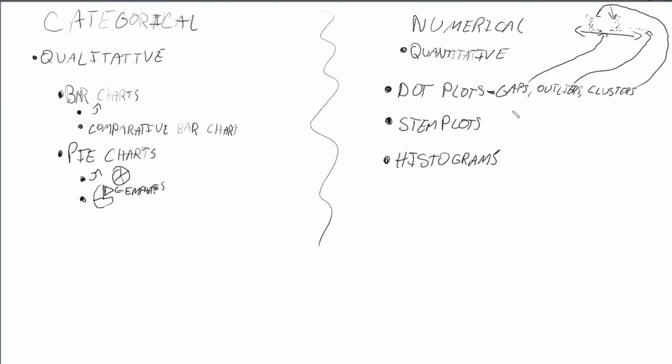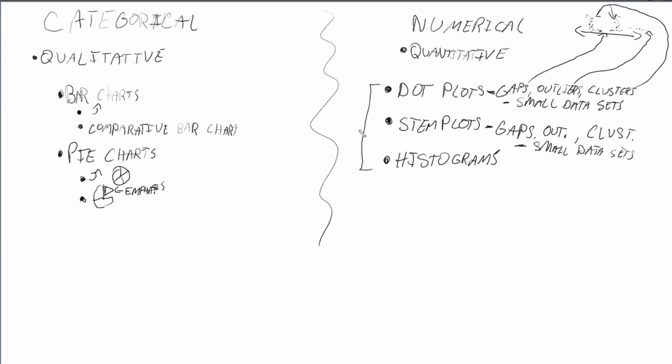With dot plots, the disadvantage is that it's only good for small data sets. Because if you have too many, it's not very good because it sort of loses the distribution scale that it's showing you. Now, with stem plots, again, they show gaps, outliers, and clusters. But this is also something for mainly small data sets. All of these, though, what they have in common is they show distribution.